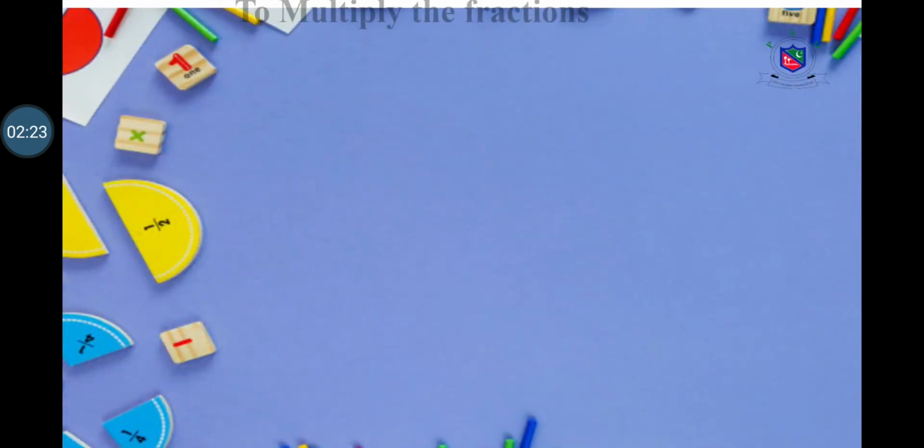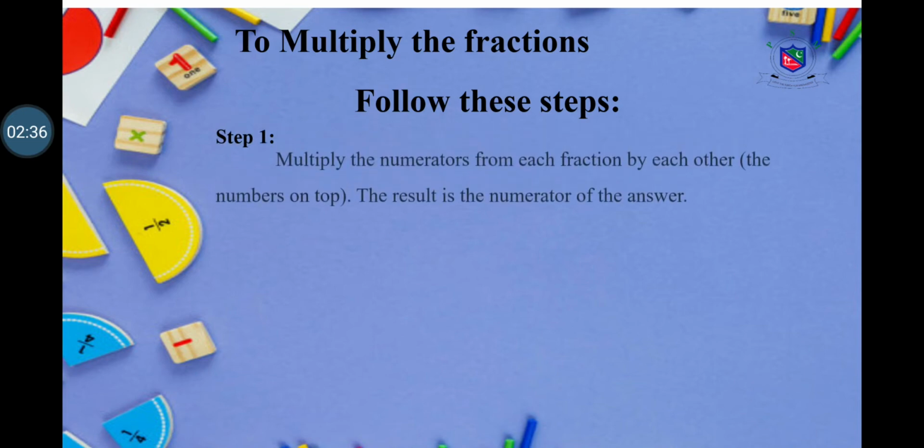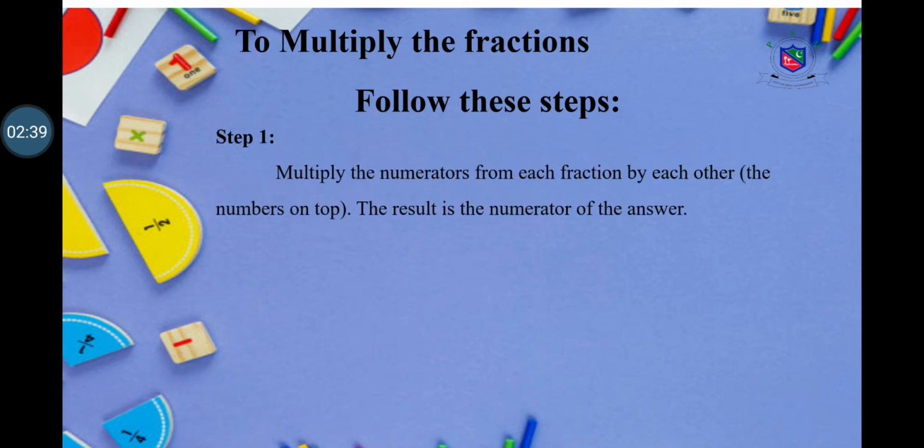No, it's not impossible. My dear students, to multiply fractions, we have to follow the following steps. In the first step, we multiply the numerators from each fraction by each other. The numbers on the top, because we know that numerators are the numbers on the top of the fraction, and the result is the numerator of the answer.